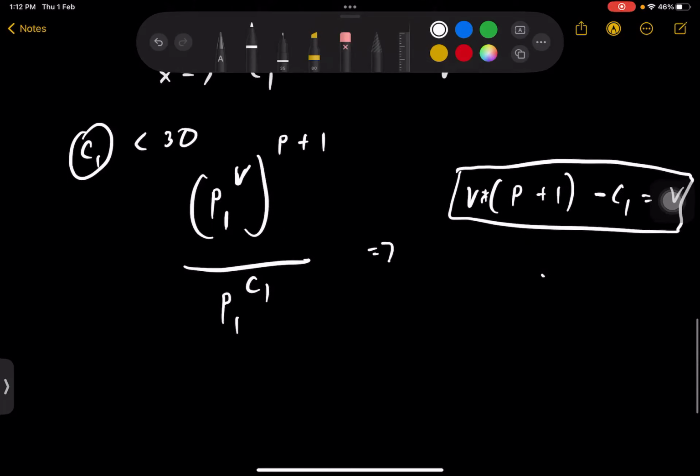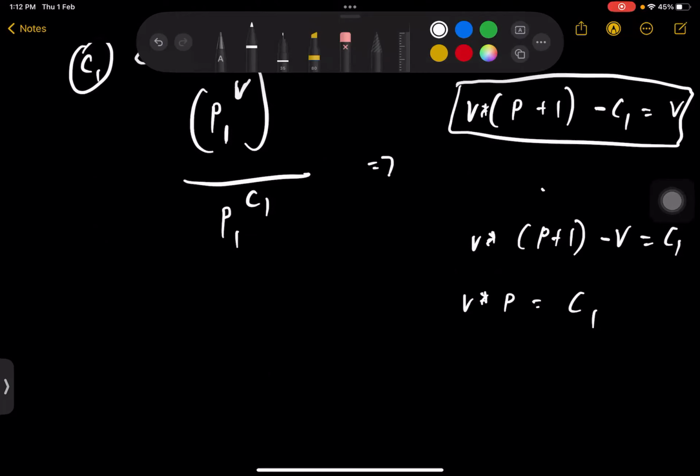Or instead of running a loop, we can reformulate this also. Our aim is to satisfy this condition. We should check if there exists at least one V value which satisfies it. So V into P plus 1 minus V should be equal to C1. So V into P should be equal to C1. Now we can observe that for this to satisfy, C1 by P, that means C1 should be divisible by P.